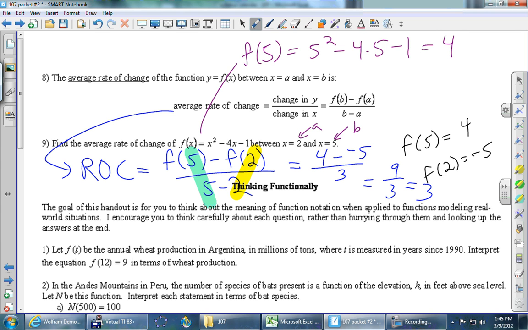All right, so we have 25 minutes. This thinking functionally activity will take you a good chunk of time. So see if you guys can work through, check with your neighbors, take your time and really try to get your hands dirty in terms of interpreting these functions.